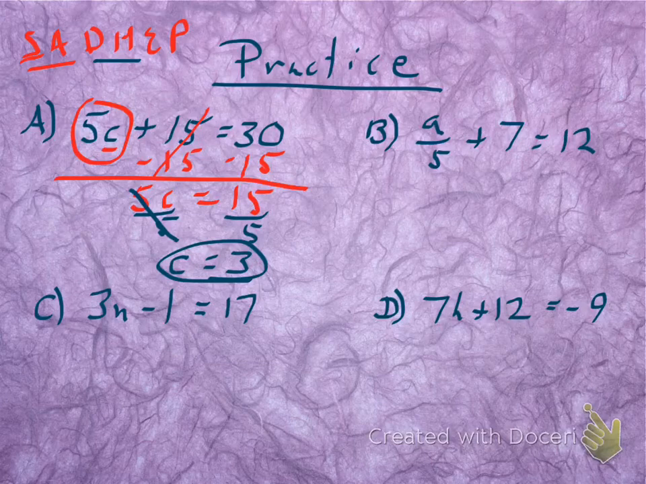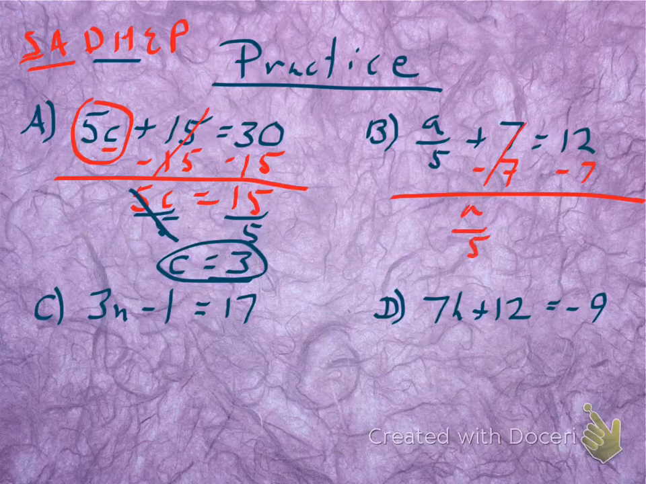All right, Kate, look at letter B. What will I get rid of first? The divide by 5 or the plus 7? The 7. Why? Because it's SADMAP, so addition is going to go away before division does. And how do I get rid of a plus 7? Both of you? Subtract 7 where? On both sides. If I do that, this Fruit Ninjas, I get A divided by 5 equals 12 minus 7 is 5.